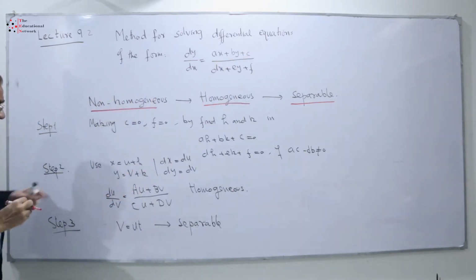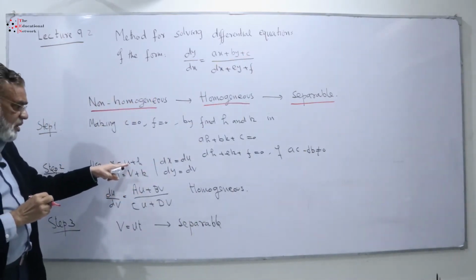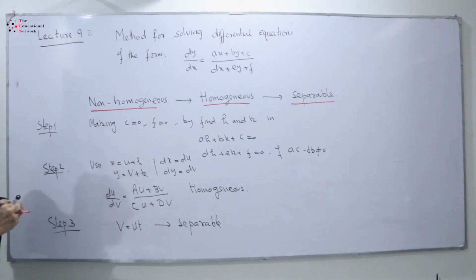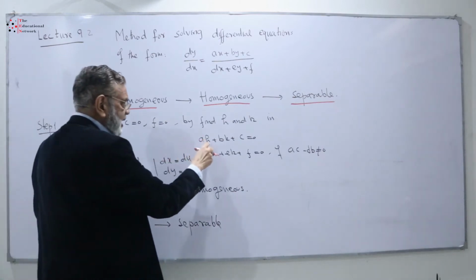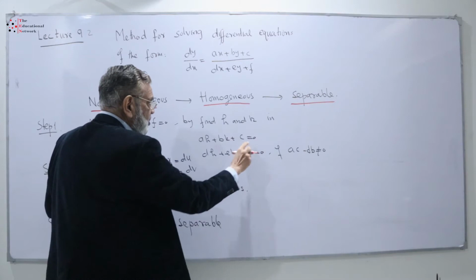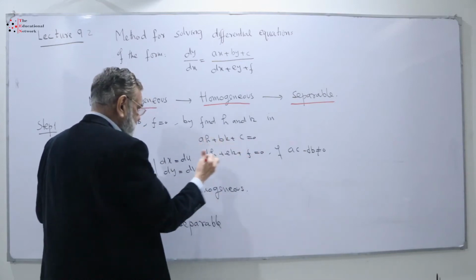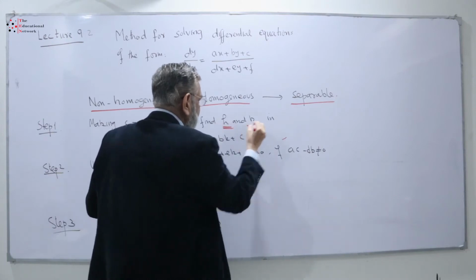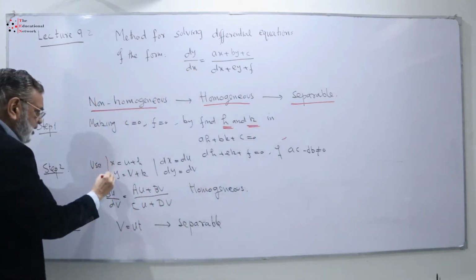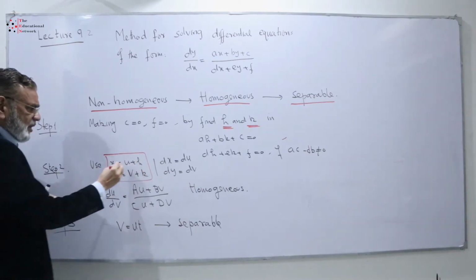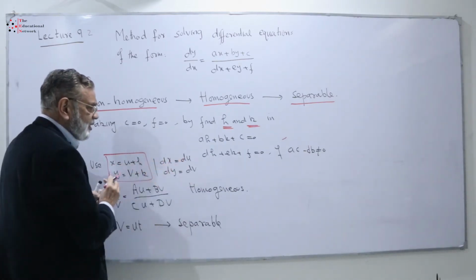So when we make the substitution x = u + h and y = v + k, I can have the equations ah + bk + c = 0 and dh + ek + f = 0. We solve these and get the values of h and k from here. Then we use the transformation x = u + h and y = v + k. We get dx = du and dy = dv.